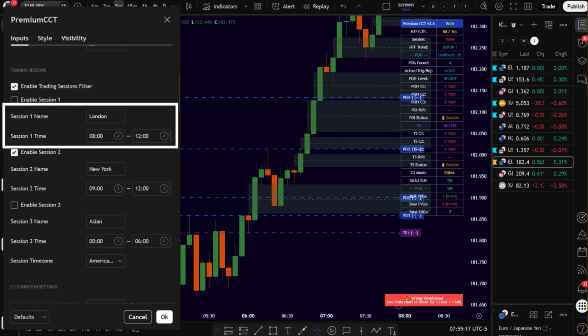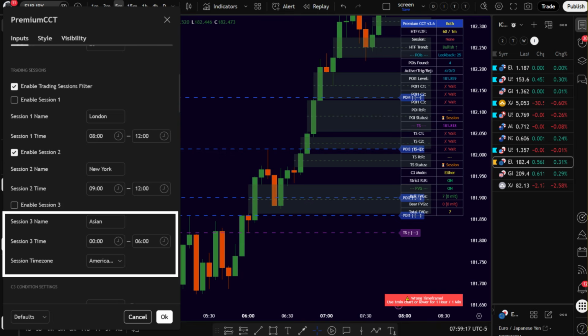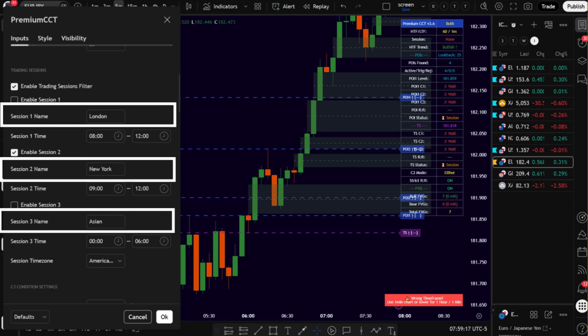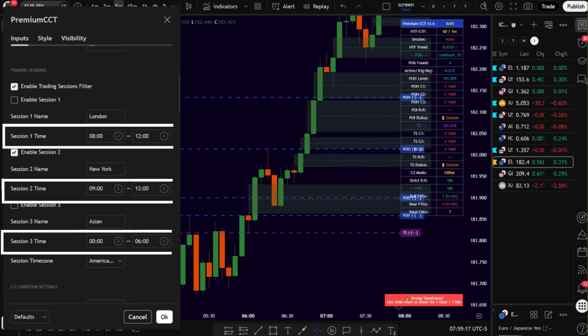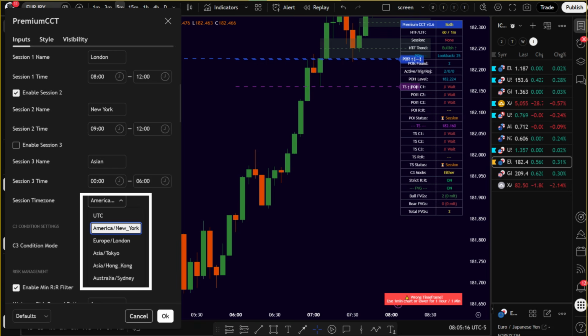Session 1 defaults to London, running from 8 a.m. to 12 p.m. Session 2 defaults to New York, running from 9 a.m. to 12 p.m. and Session 3 defaults to Asian session, running from midnight to 4 a.m. Each session is fully customizable. You can change the name to whatever you want. You can adjust the time range with any start and end time, and you can enable or disable each session individually.